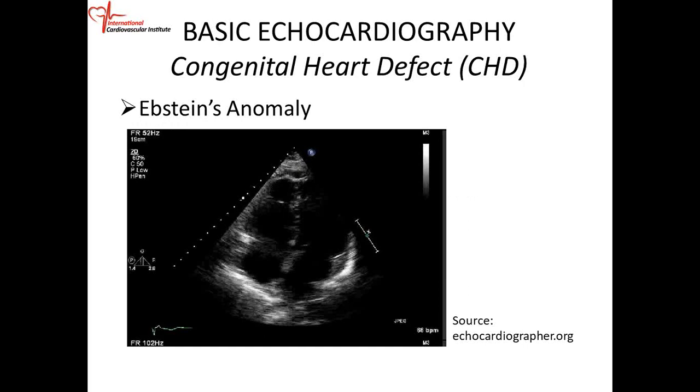So this is a 4-chamber view. This is the left side of the heart over here, and this is the right side. The important point is if you look closely in the right ventricle, you can see the tricuspid valve way down here. That's why we say it's apically displaced, and it's mainly the septal leaflet which is displaced down towards the RV apex.